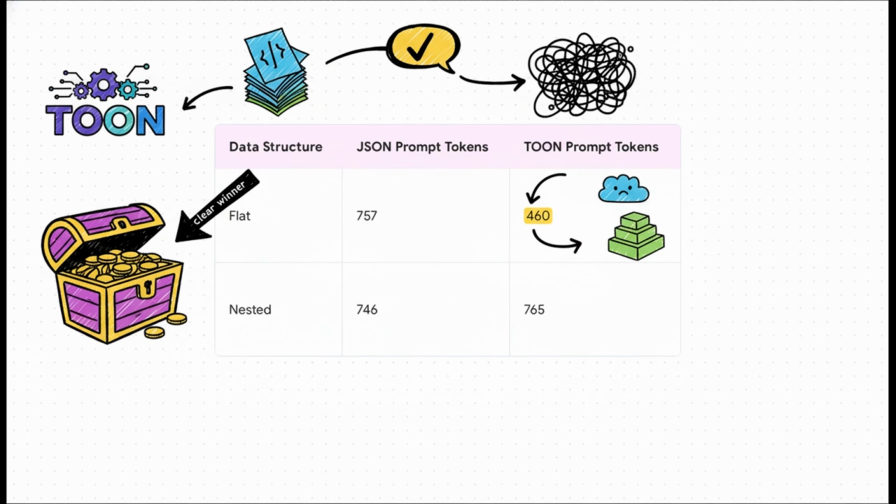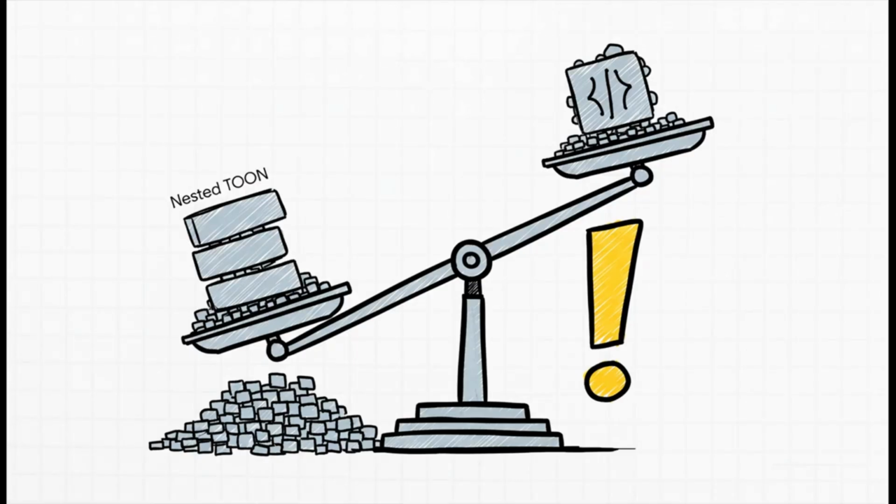But now, look what happens with the nested data. JSON's token count barely moves, but TOON's jumps all the way up to 765 tokens. So here's the big takeaway, the crucial point. When you feed TOON a deeply nested data structure, all the indentation and structure it needs can sometimes end up using more tokens than the noisy but compact syntax of JSON. This is a super important detail that could totally trip you up if you're not aware of it.